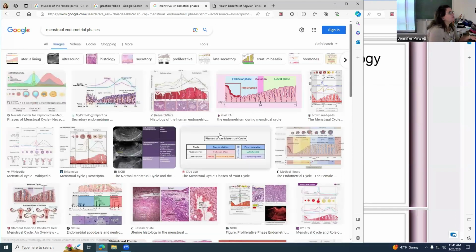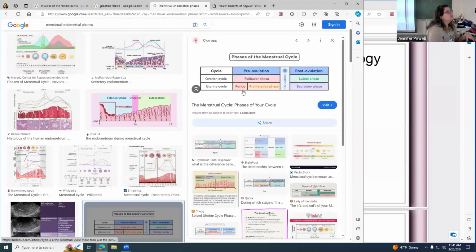I'm just looking for a chart for you, so that follicular, menstruation. Oh, here we go. This is good. So this puts everything in one chart. So this is perfect. So your ovarian cycle, you go in the first part before ovulation, you have follicular, then you have ovulation, and then you have the luteal phase. The uterine cycle goes from the proliferative phase to the secretory phase.